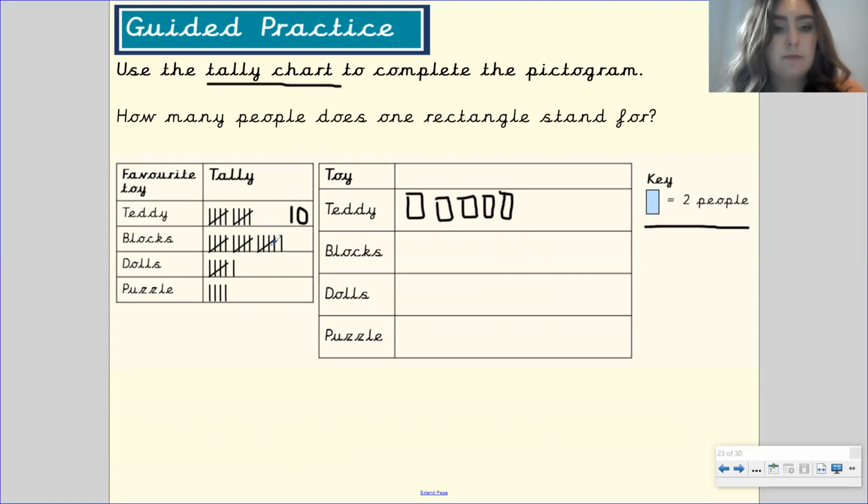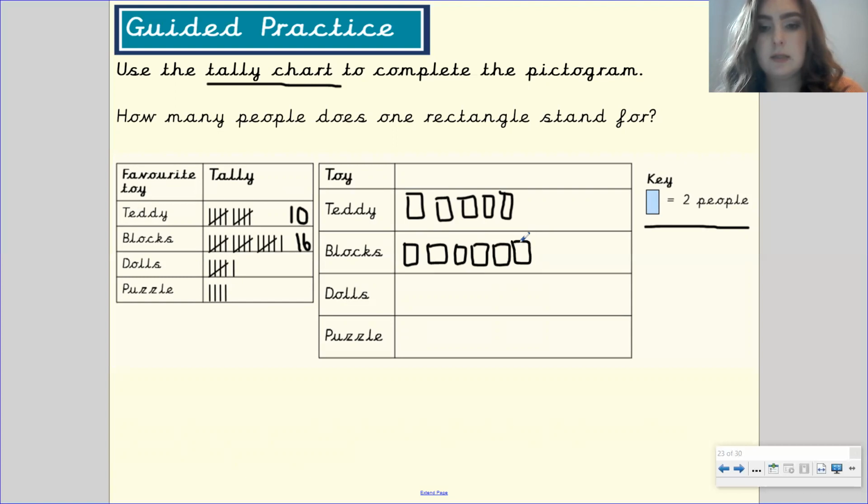Okay, let's have a look at blocks. So we've got 5, 10, 15, 16 blocks here. But for every rectangle, it represents 2 people. So how many blocks are we going to draw? Pause the video and have a think. Well done if you said 8, because 16 divided by 2 is 8. So 1, 2, 3, 4, 5, 6, 7, oh, whoops, 8. There are some very funny looking rectangles, but never mind.